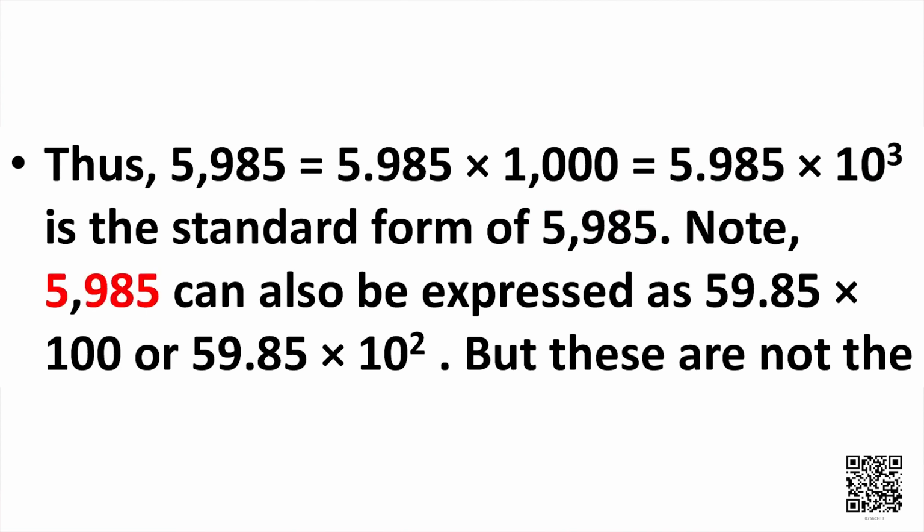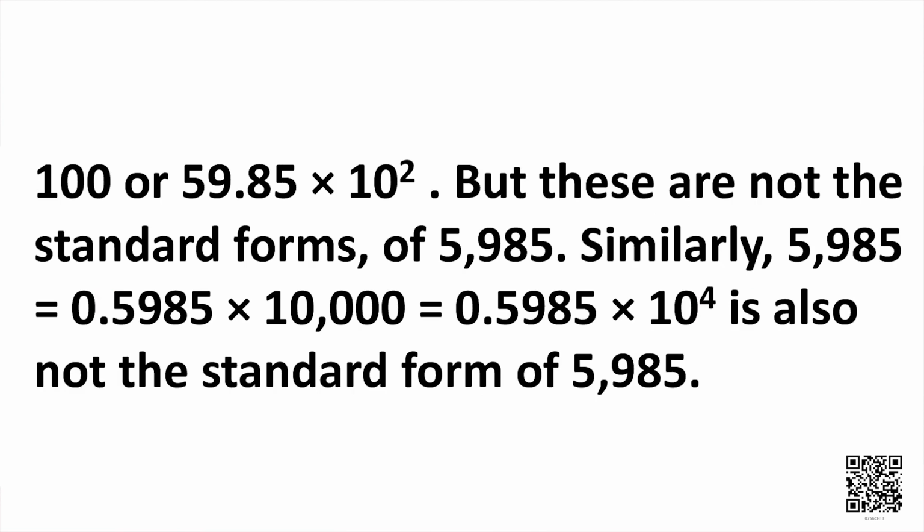Also note students that 5985 can also be expressed as 59.85 into 100 or 59.85 into 10 to the power 2, but these are not the standard forms of 5985. Similarly, I can also express 5985 by writing 0.5985 into 10,000, which is also equal to 0.5985 into 10 to the power of 4. But all these are not the standard form of 5985.